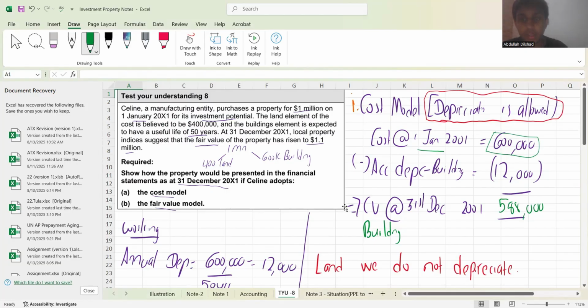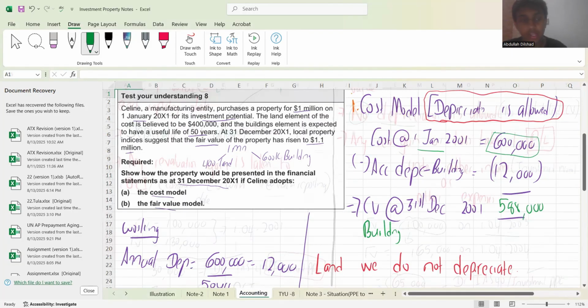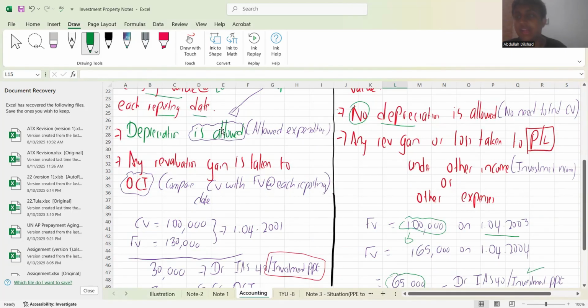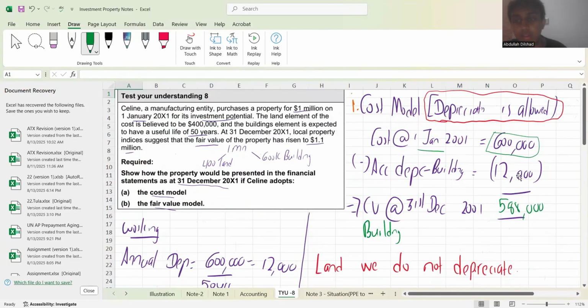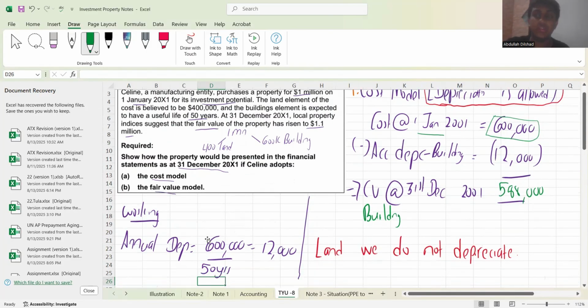That is basic, right? And since we are using the cost model, we learned in this accounting that depreciation is an allowed expenditure. Again, I'm repeating myself because you need to find out the carrying value. So how much would be the depreciation? 600,000 would be the cost. You divide it by 50 years. Per year, you'll get an annual depreciation of 12,000 rupees.